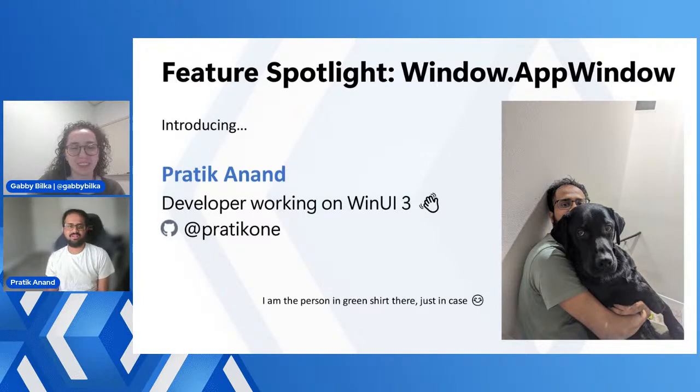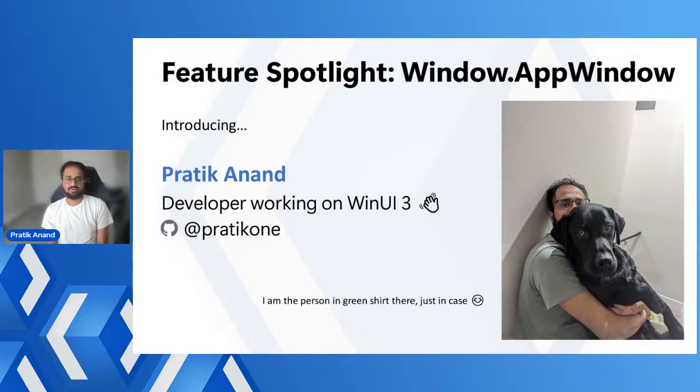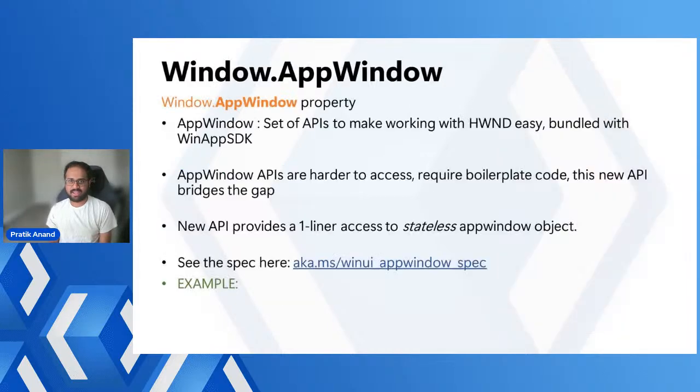Hey, everyone. My name is Pratik Anand. I'm a developer who works on WinUI 3. That's my dog, by the way. I include him on the slides. Today I'm going to talk about a new feature which I worked on, and it's now being presented to you, the window.app window. Just a clarification: when we say window, it is actually window in terms of WinUI, which is microsoft.ui.xaml.window. And I've added a new property called app window in there, which allows you to access app window pretty easily within WinUI.